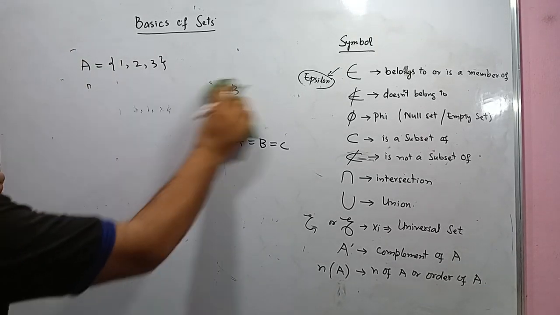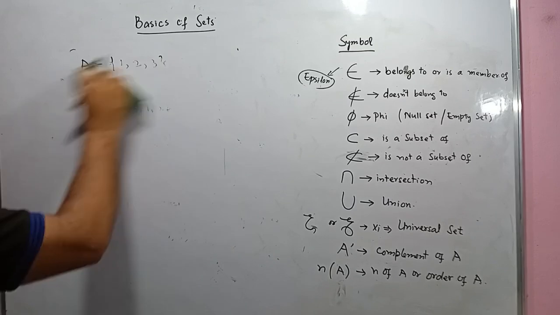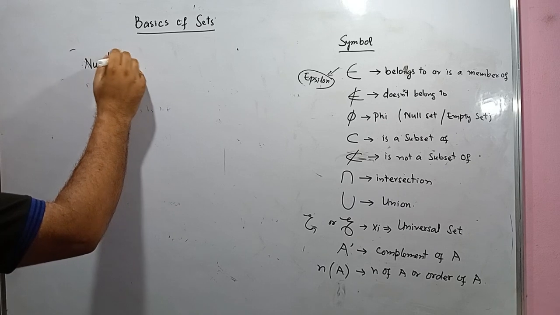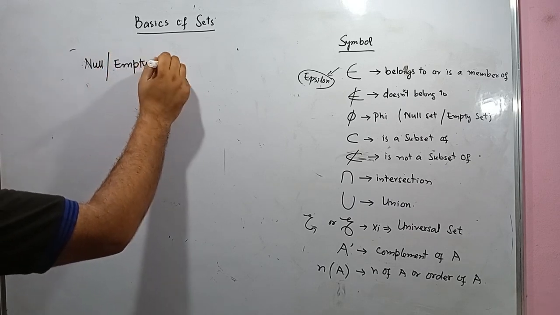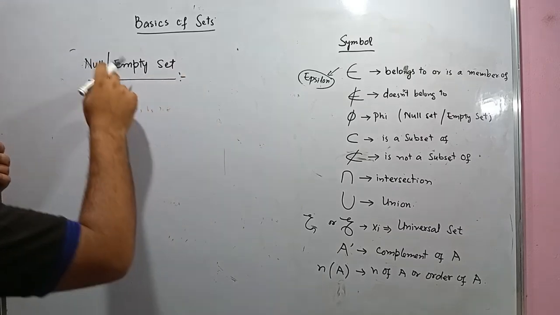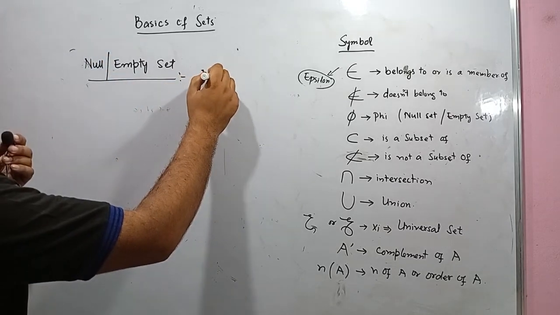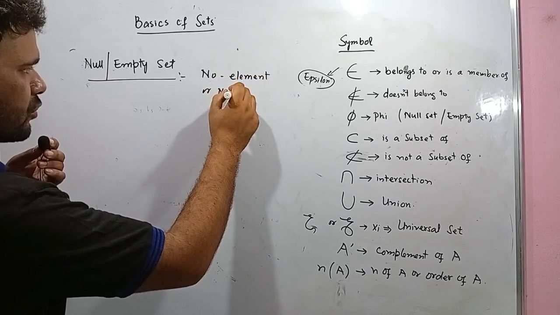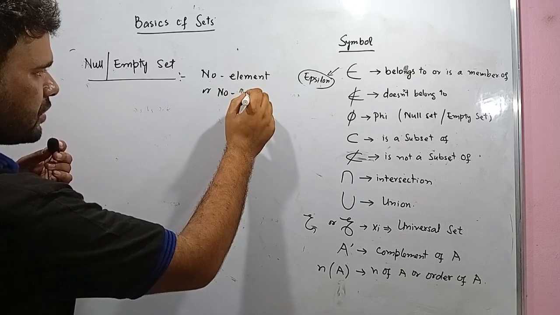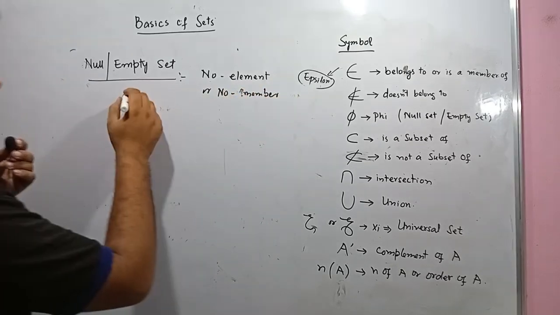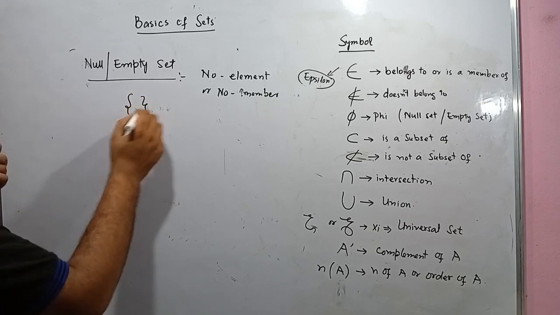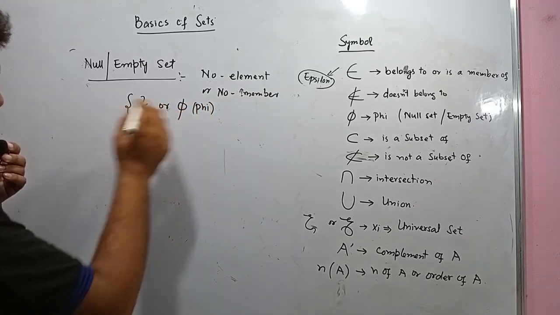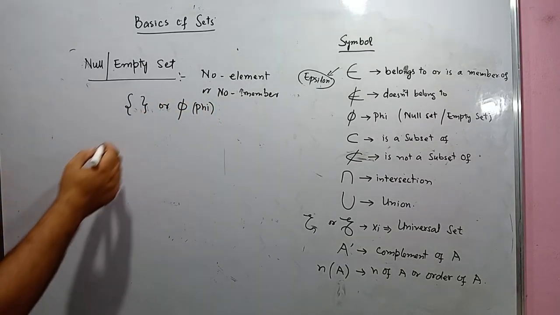Now next, the complement. First we will see the null set. We have the null set or the empty set. What is that? The null set, or empty set, is the set in which there is no element or no member. That's called the empty set. And this empty set is denoted by this Greek letter, phi. So phi denotes the empty set.